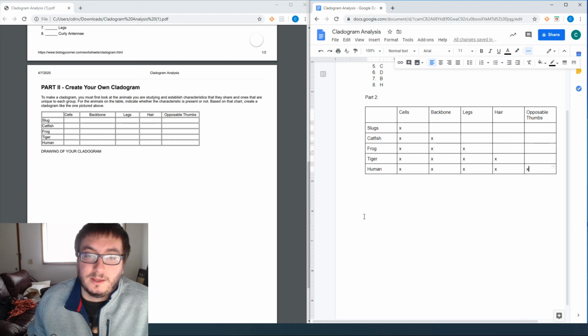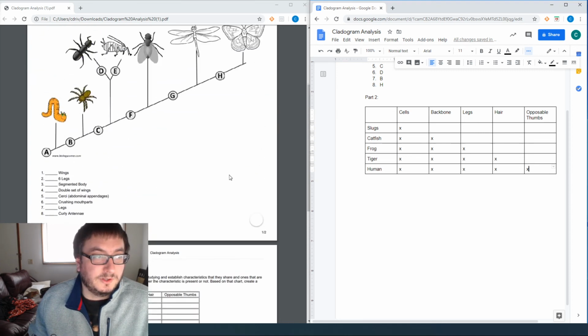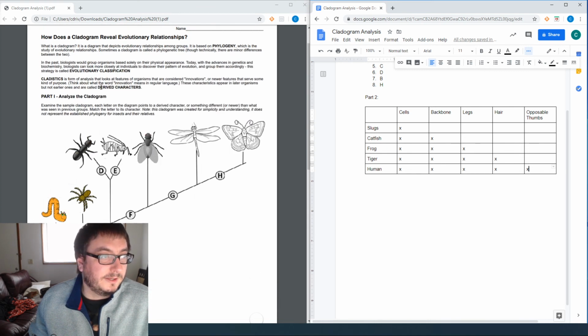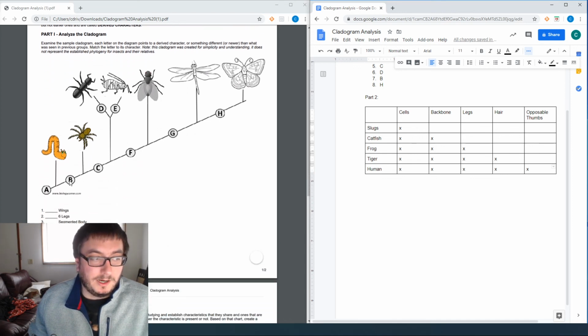So if we were to make a cladogram, we'd have slugs on one end, humans on the other, and every single time we go up the chart, so like this, like slugs would be down here, humans would be over here, and every single time we go up, we add a new derived characteristic. So these would be the derived characteristics. These are the organisms. Slugs, they're all made of cells. That would be like at point A. Right here. Point B would be like the backbone, and you'd have the catfish and all the other organisms, the frog, the tiger, and the human.